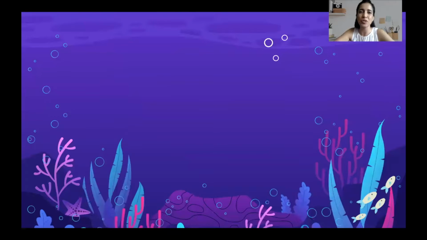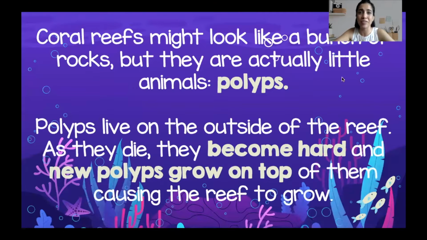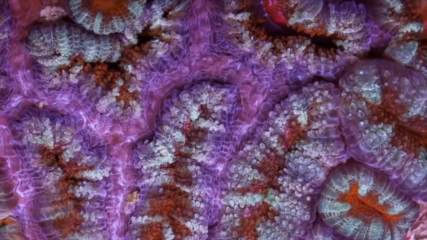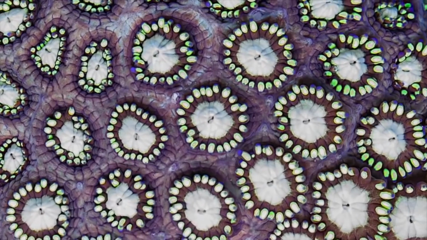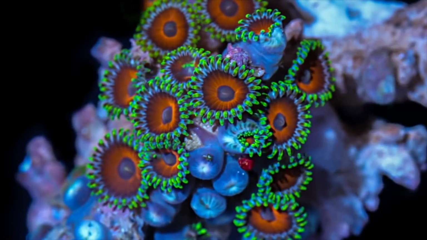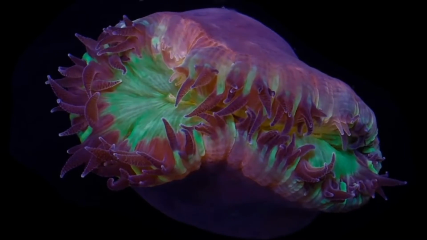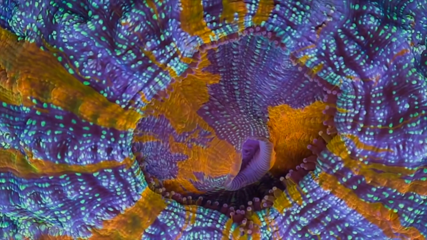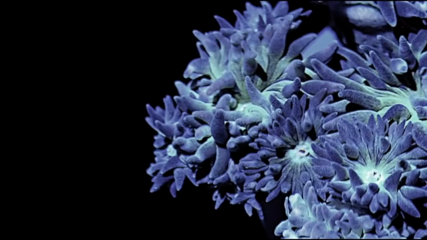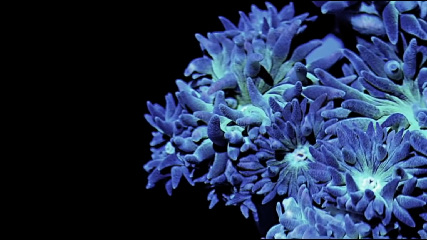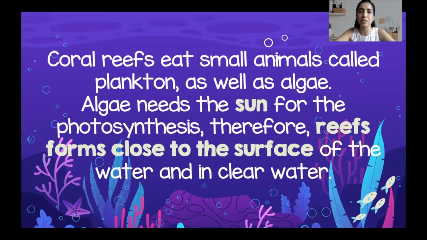As I asked you before, I want to tell you that coral reefs might look like a bunch of rocks, but they're actually little animals. Did you know that? Their name is polyps. And here you can see a little bit about the polyps. There are many different kinds of polyps around the coral reefs. Polyps live on the outside of the reef. As they die, they become hard and new polyps grow on top of them, causing the reef to grow. Coral reefs eat small animals called plankton and algae.